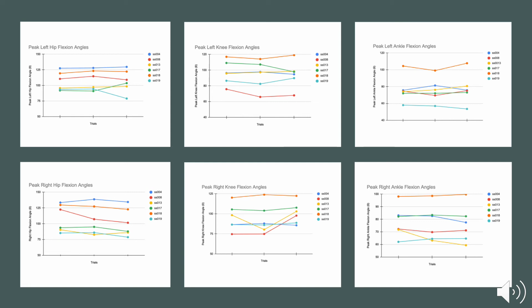In terms of overall trends, I thought it was interesting how the peak left hip flexion angles were pretty consistent for the individual participants. Overall, it stayed within a small range in comparison to the peak right ankle flexion angles, where there is a higher range, where the lowest would be 60 degrees and the highest was 100 degrees.